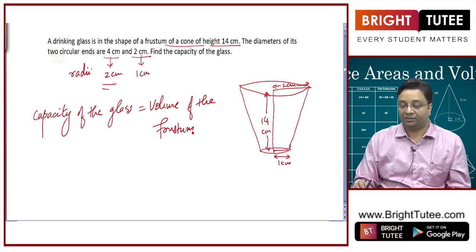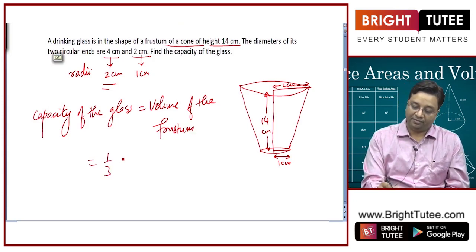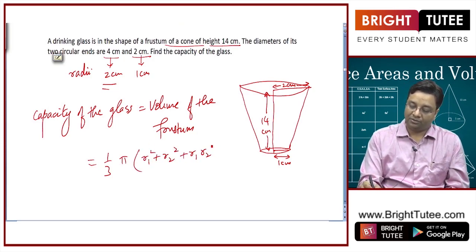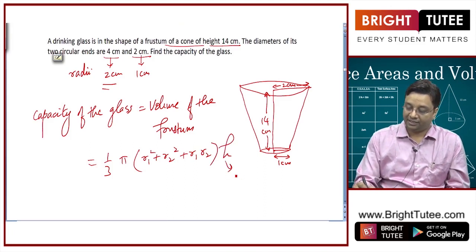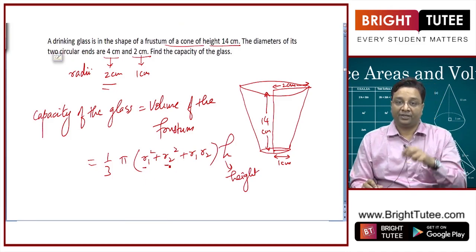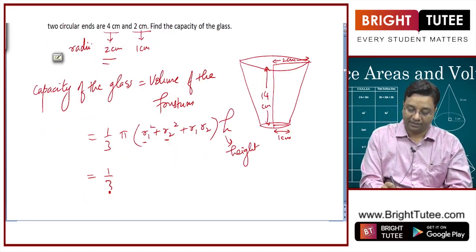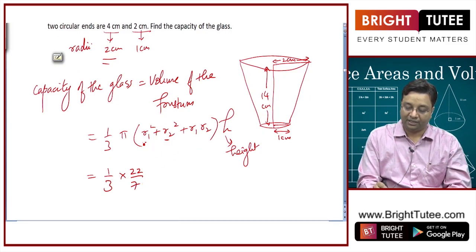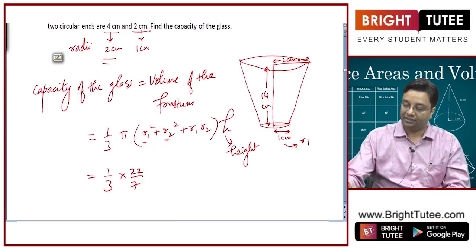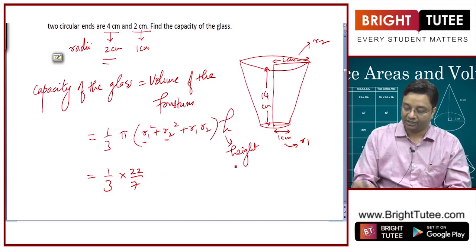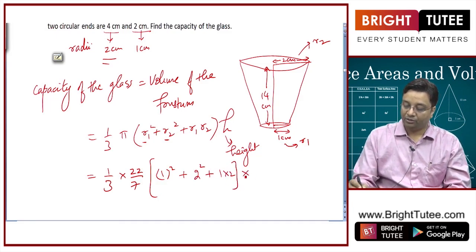What is the formula for the volume of a frustum of a cone? It is 1 by 3 pi (r1 square plus r2 square plus r1 into r2) into h, where h is the height, and r1 and r2 are the radii of the two circular ends. So let us put the values directly. 1 by 3 pi, with pi taken as 22 by 7. r1 square is 1 square, r2 square is 2 square, r1 into r2 is 1 into 2, into height, which is 14.